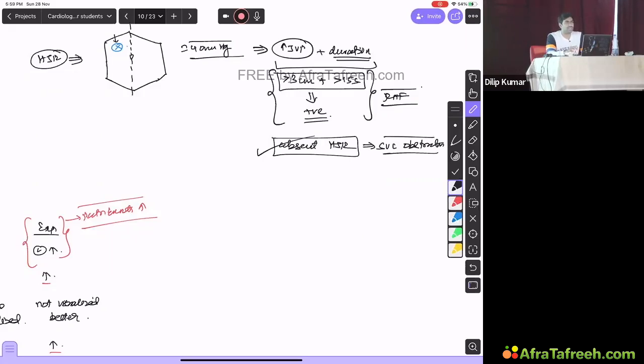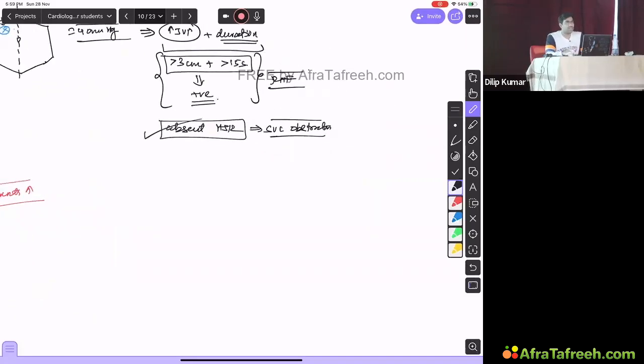Do you understand or not? Because of the obstructed SVC, the pressure change in the right atrium cannot be transmitted. This is the one condition where JVP will be high, but hepatojugular reflex will be absent. You will not be able to see the hepatojugular reflex at all, but JVP will be elevated.